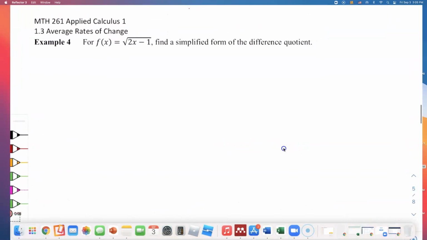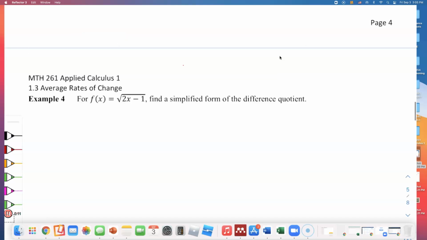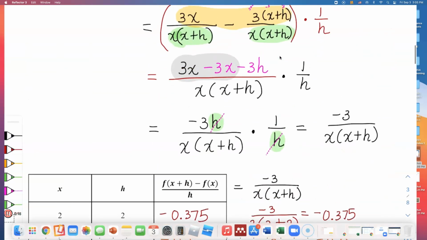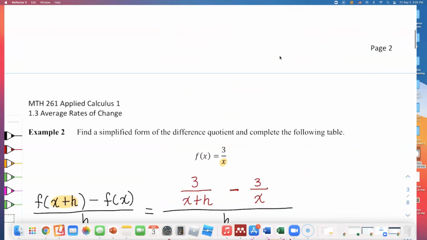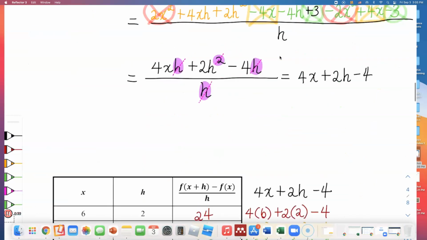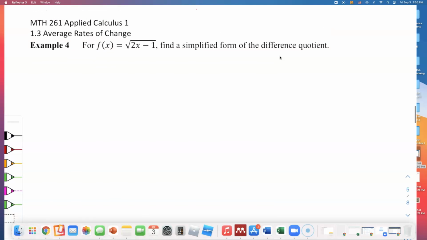Example 4 is a little different. We're working with a square root function to find a simplified form of the difference quotient. We were finding simplified forms of the difference quotient for quadratic functions, one rational example, and mostly quadratic, right? But this is a square root, and I'm going to show you a cool trick to simplify this difference quotient. Let's start with writing down the formula for this.